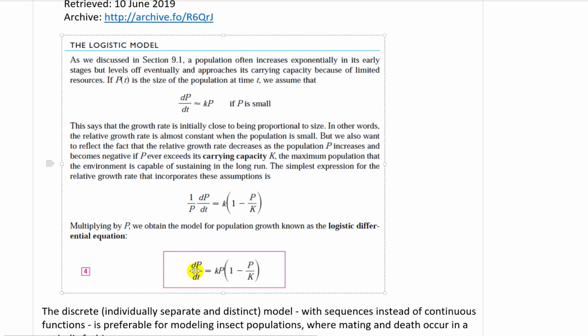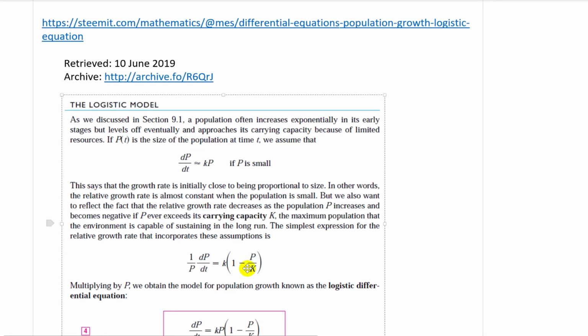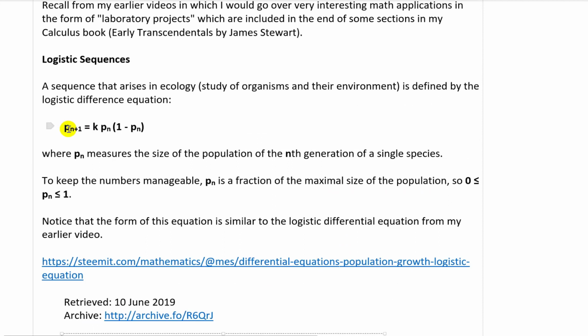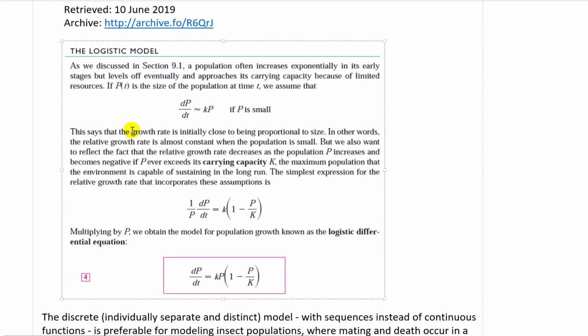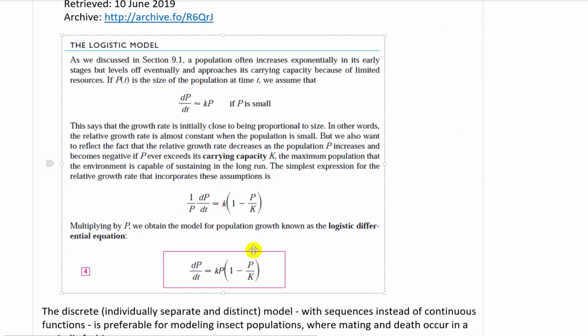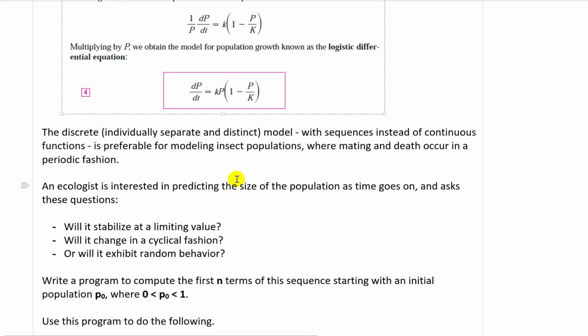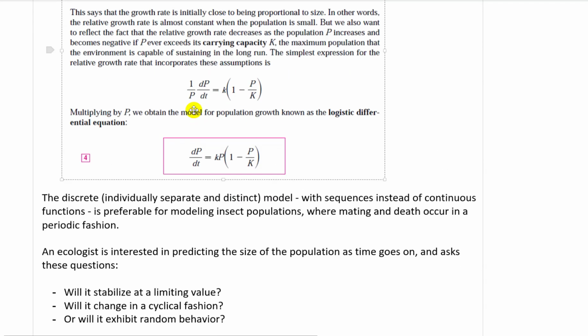So dP over dt, the growth rate, equals the constant k times the population, times 1 minus the population over the carrying capacity. This is the one that's similar to this one right here. So this is the logistic sequence, P of n plus 1 equals k Pn times 1 minus Pn, as opposed to here, where you're dividing by the carrying capacity. So yes, very, very similar. I just wanted to go over that quick recap by reading this out.